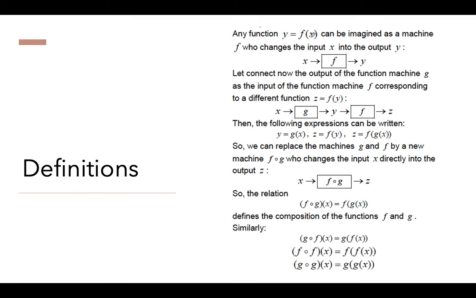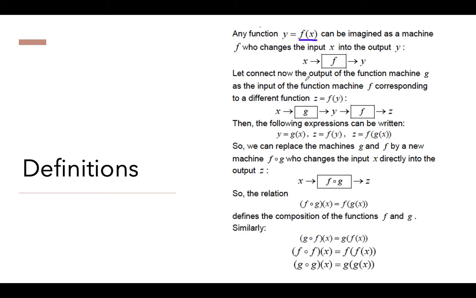Any function, f of x, can be imagined as a machine, f, which changes the input x into the output y. You can think of f as a vending machine where you put in a coin, which is x, into the vending machine, and you get an output, y, which is like a can of Coke.